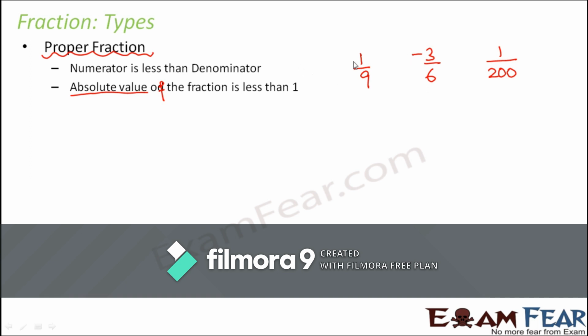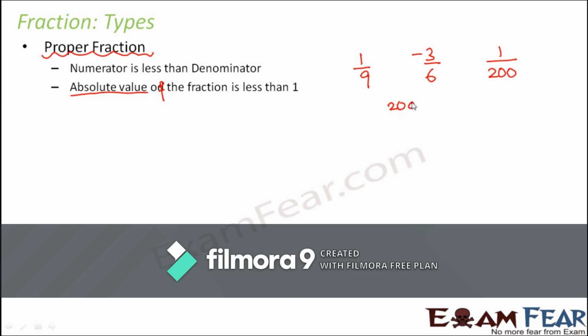So absolute value of 1 by 9 would be 1 by 9. Absolute value of -3 by 6 would be 3 by 6. Yes. Perfect. So that's absolute value. So in proper fraction, we see that absolute value is always less than 1. That means when you actually look at the value of 1 by 9, you would see that this value is less than 1.